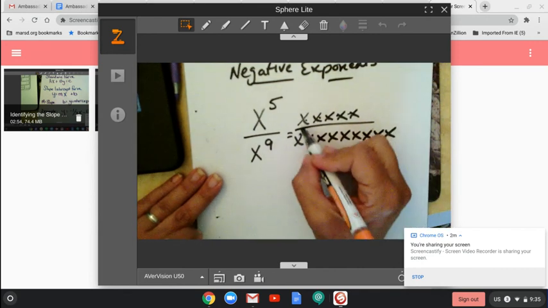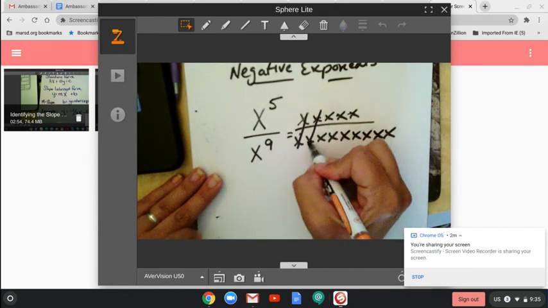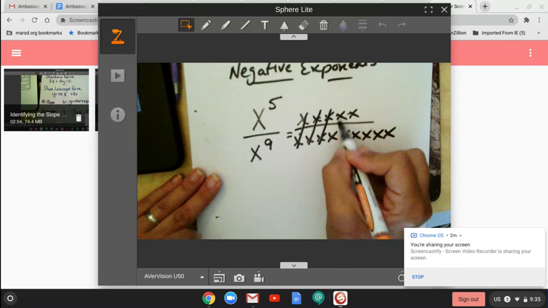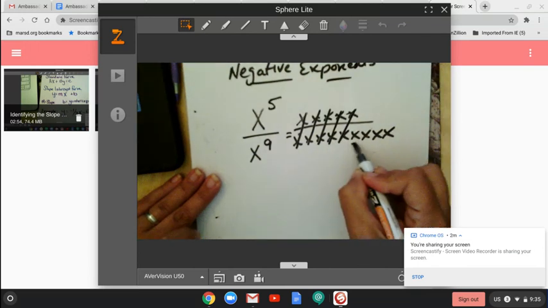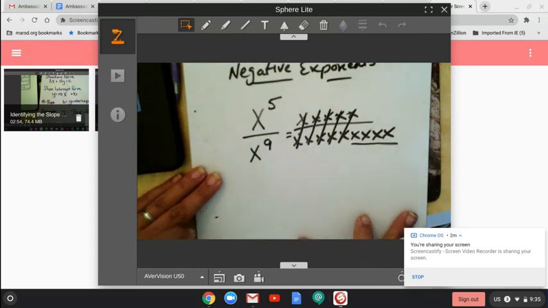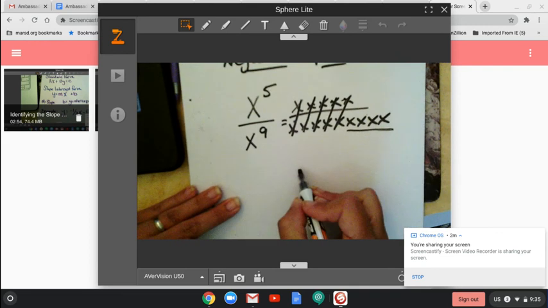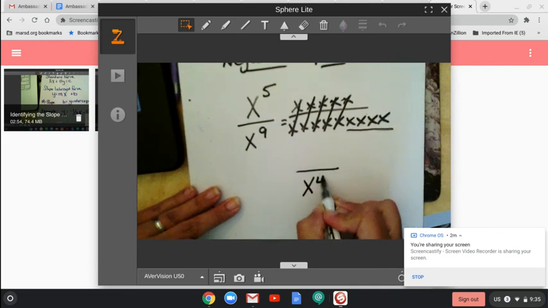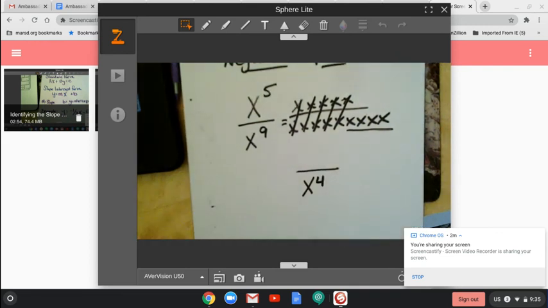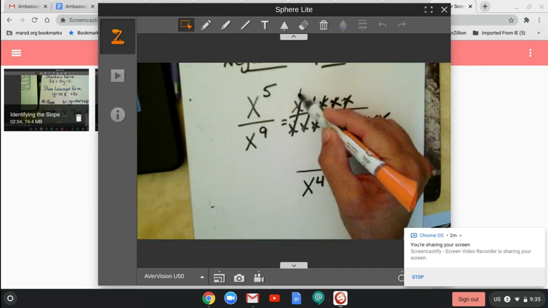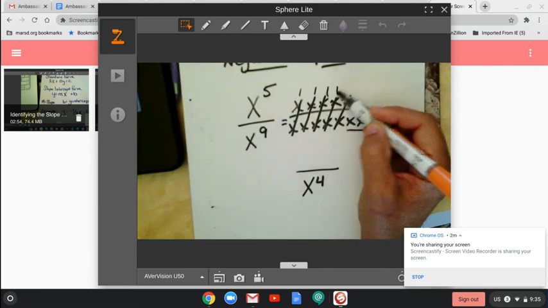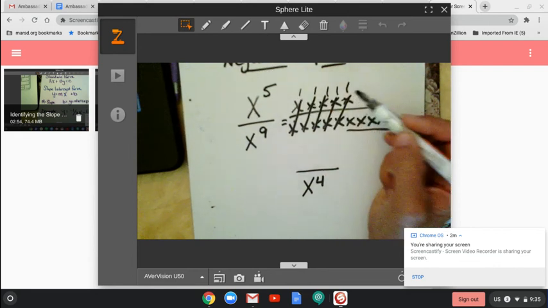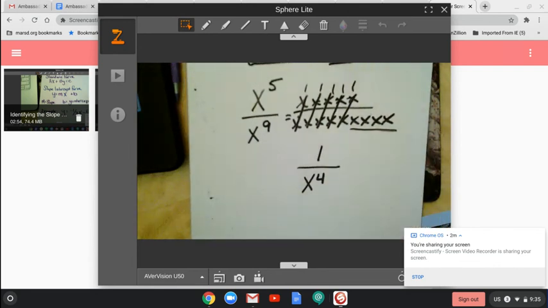Okay, so anything that matches turns into 1. And how many do I have left? Oh, but they're on the bottom. So I have 4 left on the bottom. What do I put on top? Remember what these equal? This is a 1, a 1, a 1, a 1, a 1. 1 times 1 times 1 times 1 times 1 is 1.